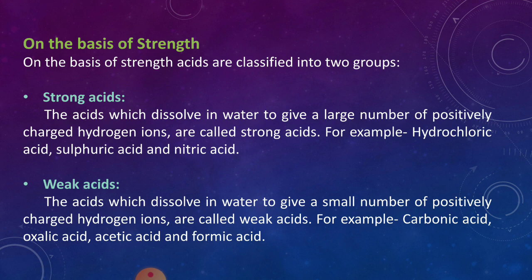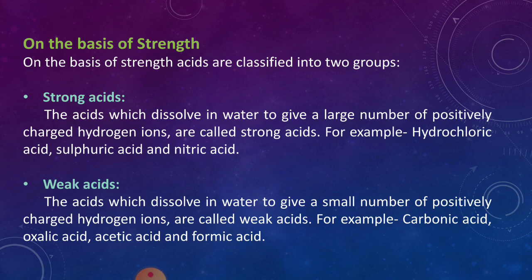Now, next criteria for the classification of acids is on the basis of their strength. So, on the basis of the strength, acids are classified into two groups: strong acids and weak acids. Now, what is the meaning of strong acids or weak acids? Suppose we are dissolving acids in water. When we dissolve acid in water, that acid will dissociate, means it will break down and it will produce H plus ion, means hydrogen ion.